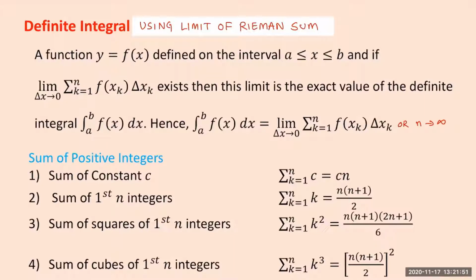Similarly, if you want to add the cubes of the numbers, like 1 cubed plus 2 cubed plus 3 cubed plus 4 cubed plus 5 cubed up to n cubed, the formula is n times n plus 1 divided by 2, whole quantity squared. So these are some of the additional formulas we'll be using while evaluating the definite integral using the limit of Riemann sum.